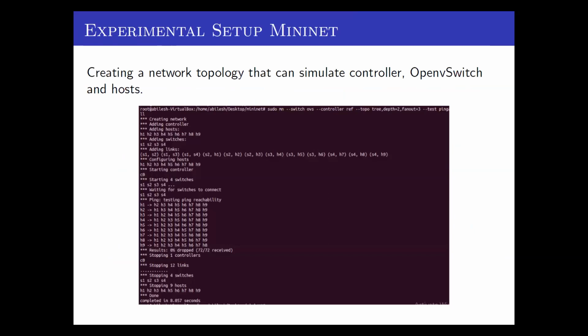This is, as I said, a single command that can create a topology that can integrate with the controller, switches and also hosts. I have explained it in the previous slide that it can create a topology. So I have shown this here.